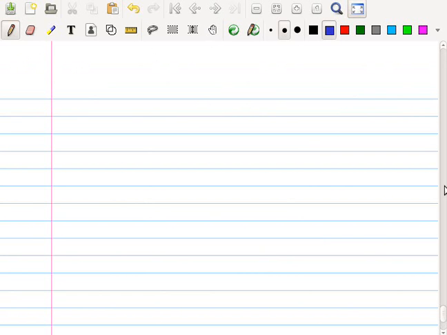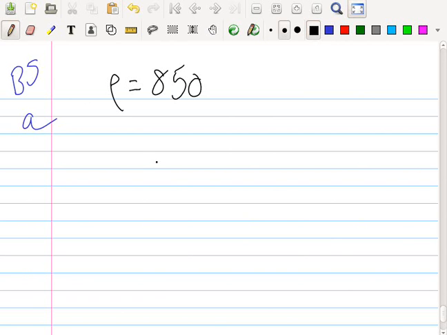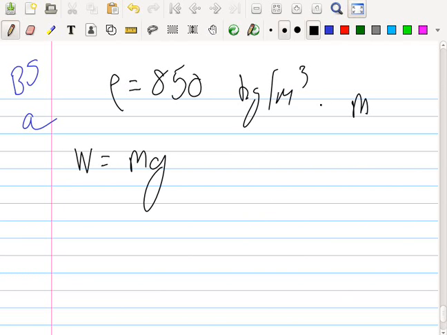Alright, so first, number 1. He gives you this table, and he says the density of the table is 850 kilograms per meter cubed, and he wants the weight of the table. Okay, so what's the formula for weight? Mass times gravity. And what's the formula for mass? Well, remember, density is mass over volume. So what's mass? Density by volume. So this is rho V g then.